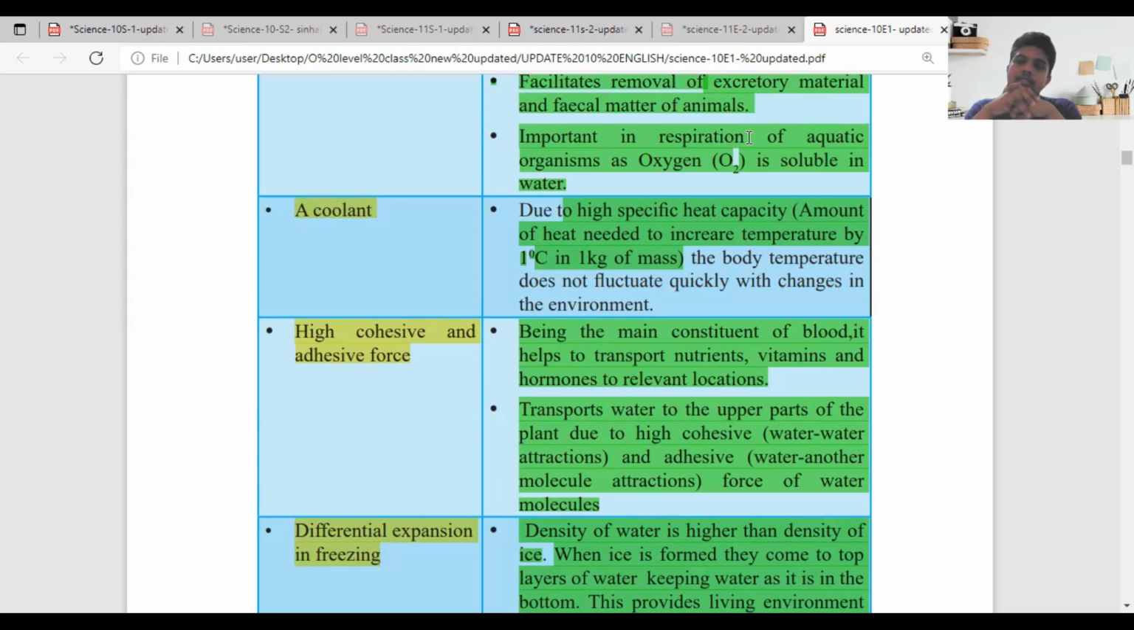As a coolant, what are the properties? Second property is a coolant. Due to high specific heat capacity, it means the amount of heat needed to increase temperature by 1 Celsius in 1 kilogram of mass, the body temperature does not fluctuate quickly with changes in the environment.